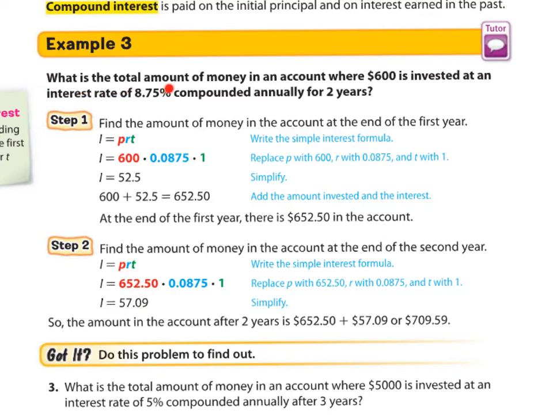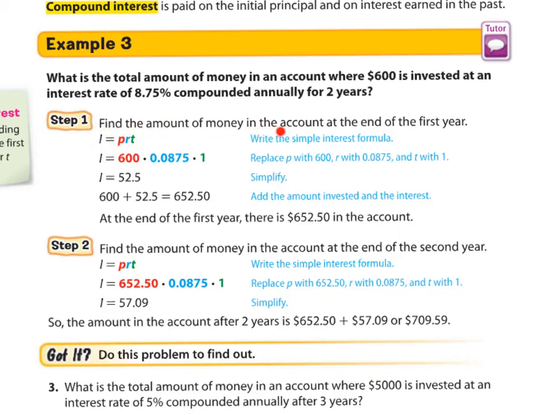So what is the total amount of money in an account where $600 is invested at an interest rate of 8.75% compounded annually for 2 years? So that means we're going to make 8.75% on 600 the first year, and then we're going to make on the second year 8.75% on the new principal. This principal will change. It will be the 600 plus the interest from the first year. That's what compounded means. So first step, let's find the simple interest rate, and you can see it right there.